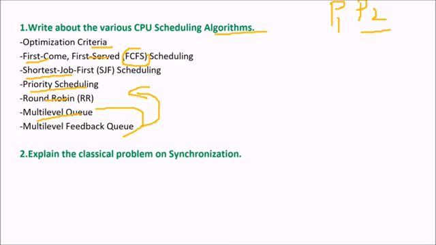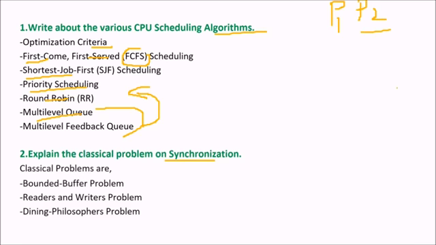Explain the classical problems of synchronization. There are various problems of synchronization because when various processes are executing, you don't want the data to be inconsistent when some critical region is being written. So there are various things which are done by the synchronization process. The classical problems of synchronization are the bounded buffer problem, the readers and writers problem, and the dining philosophers problem.